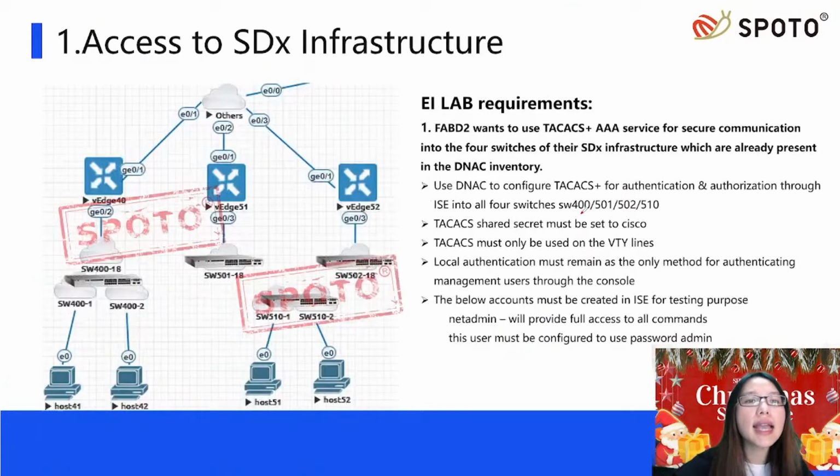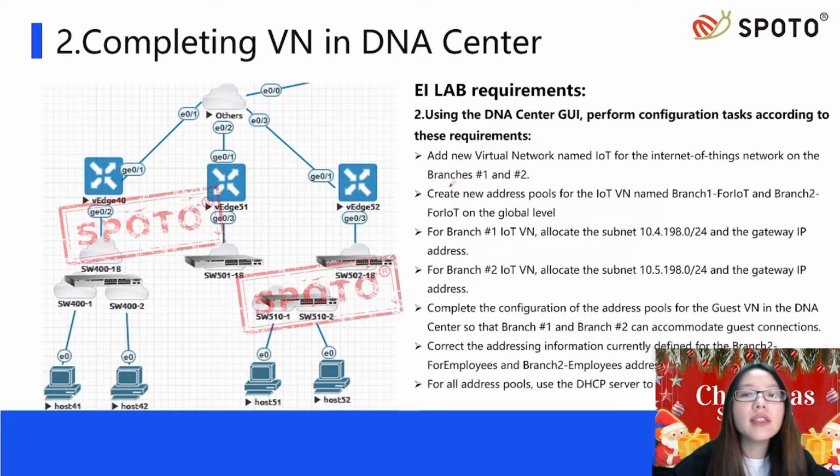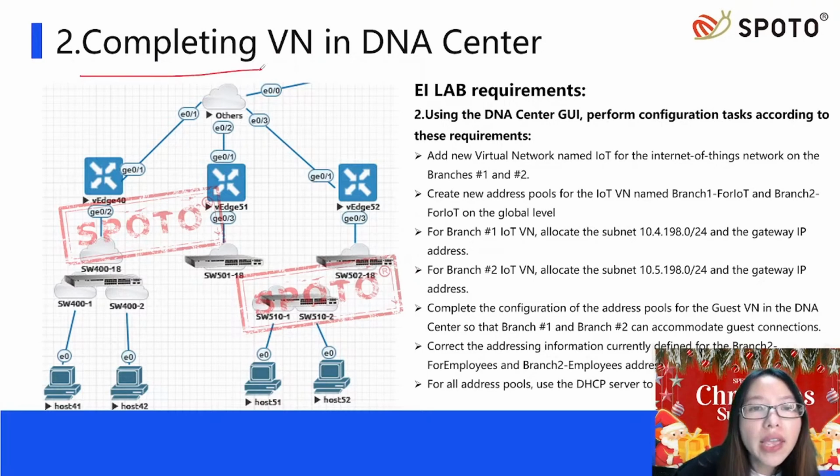Okay, so let's see the CCIE EI Lab SDN requirement first. You can see this part belongs to 3A. We need to configure TACACS, so this part is related to ISE. This part we won't share in detail. We just see the next part, which is about our VN.